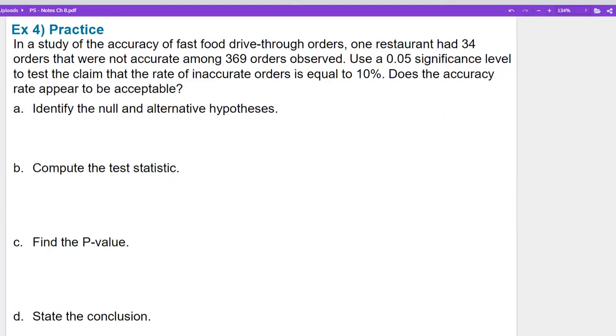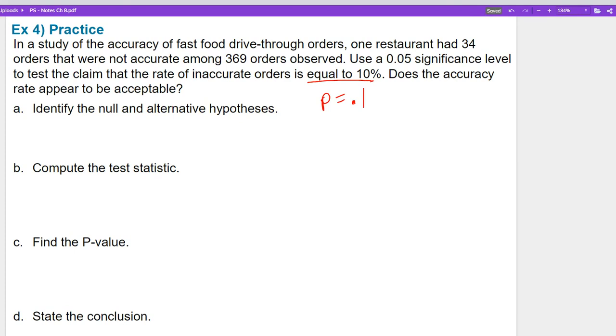In a study of the accuracy of fast food drive-through orders, one restaurant had 34 orders that were not accurate among 369 orders observed. Use a 0.05 significance level to test the claim that the rate of inaccurate orders is equal to 10%. Equal to 10%. Does the accuracy rate appear to be acceptable?